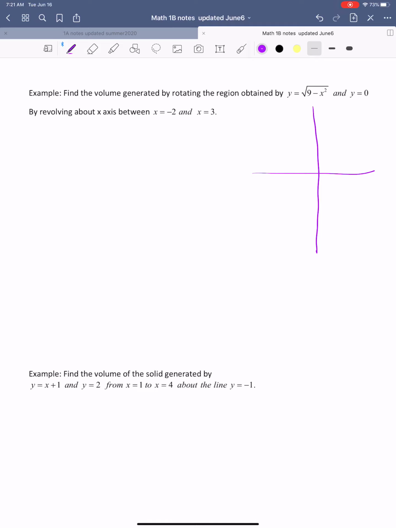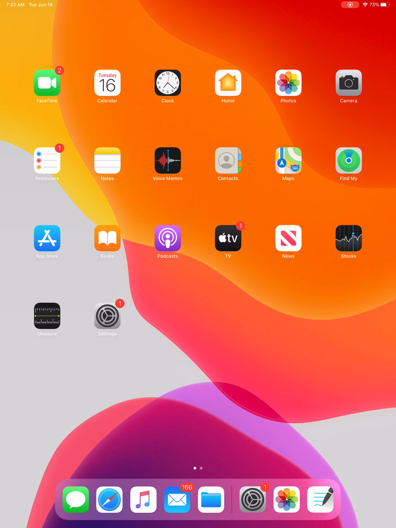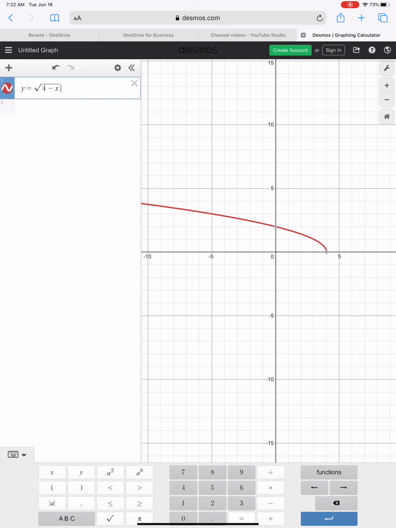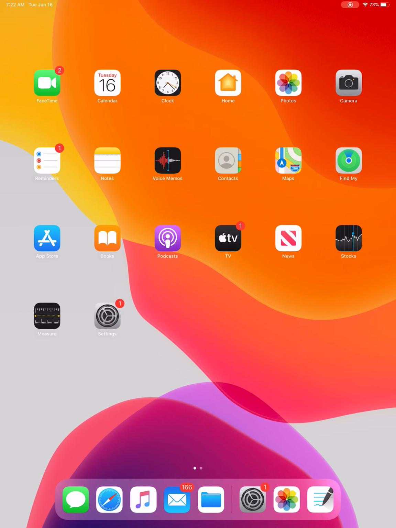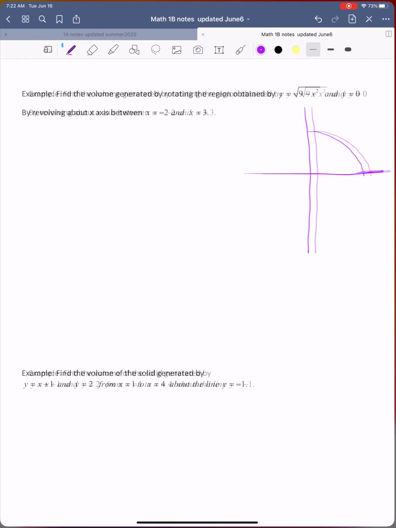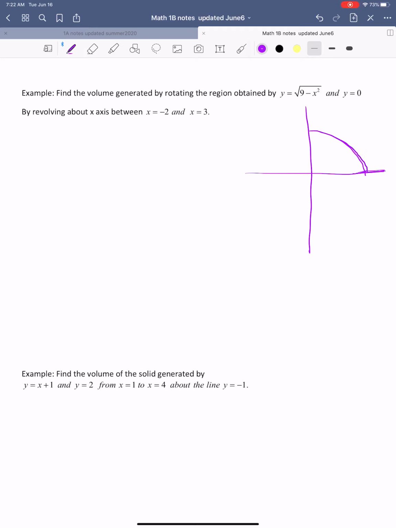Okay, y is equal to the square root of 9 minus x squared. It is going to look something like this. Double check with Desmos. Square root of 9 minus x squared. All right, yep. That's just a circle, the top half of the circle. All right, so that's the top half of my circle.